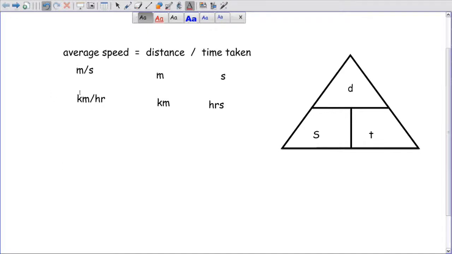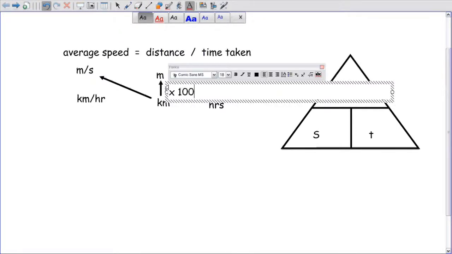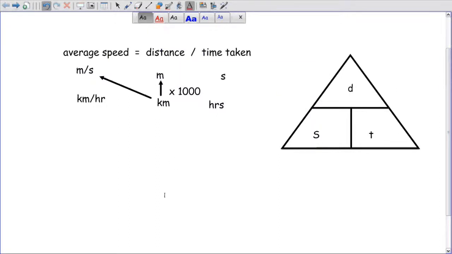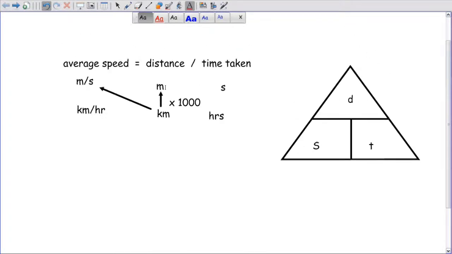Watch out for this in exams. They tend to mess you around with this, so that you get given distances in kilometers and are asked to get the average speed in meters per second. In that case, you have to convert from kilometers into meters, and that's always done by multiplying by 1,000. If you're not sure whether to multiply or divide, you do a simple test case in your head. 1 kilometer is 1,000 meters. So to get from 1 to 1,000, I have to multiply by 1,000. It makes sense that you're going to have more meters than kilometers.